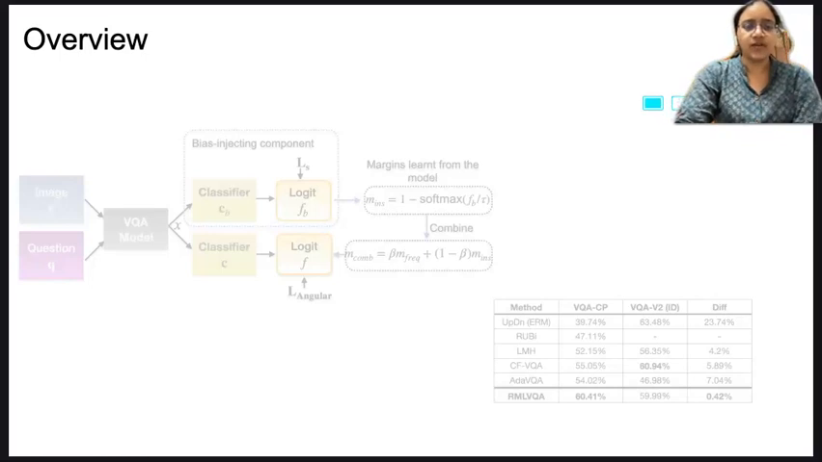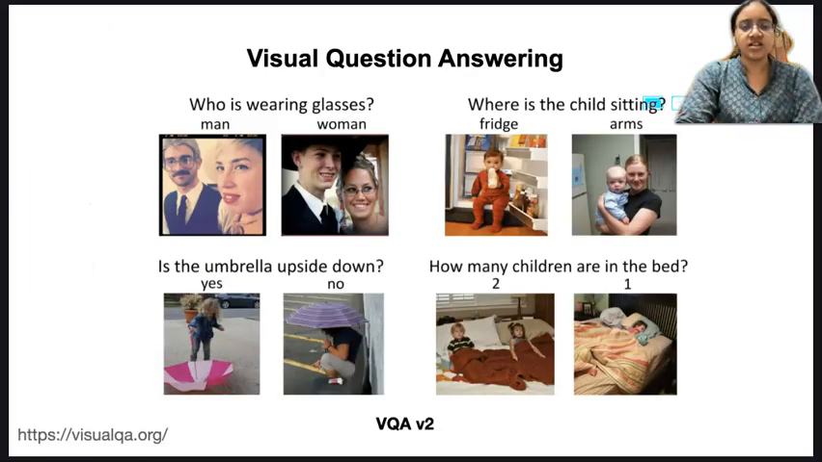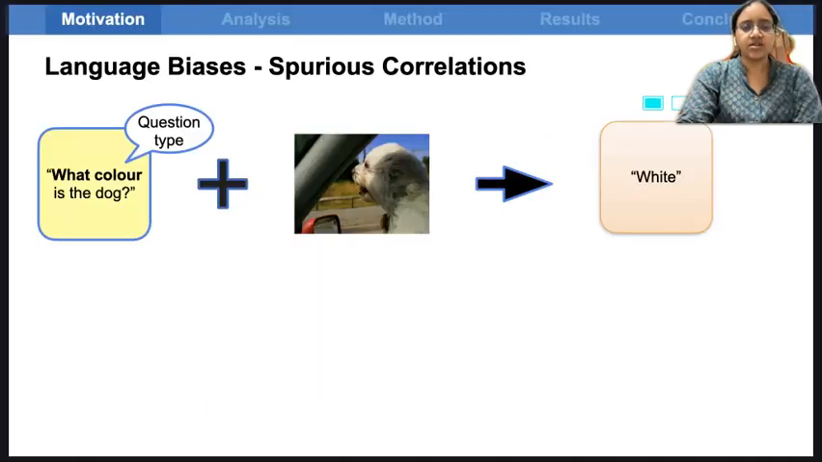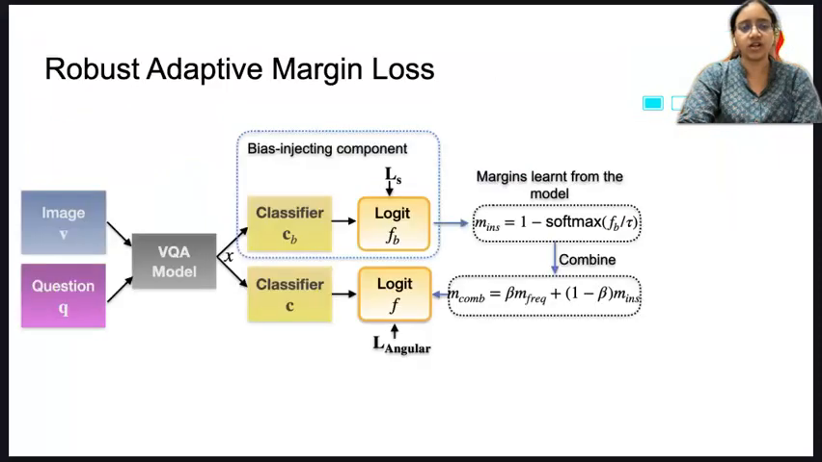First, we present an overview of our work. Visual question answering is the task of answering a natural language question based on an image. While considerable research has been done, VQA models still suffer from the language bias problem, where models learn a spurious correlation between the question type and the answer while ignoring the image.